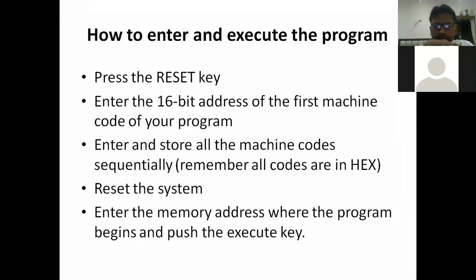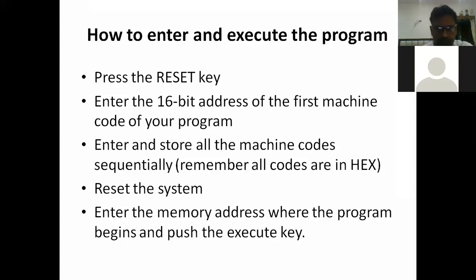Now, how to enter and execute the program? The first and foremost step is that we start with the reset key. First of all, we reset, and then we enter the 16-bit starting address of the program in which we will be writing the first machine code of our program. And then enter and store all the machine codes sequentially. Remember that all the codes are in hexadecimal numbers, as well as all the memory addresses.